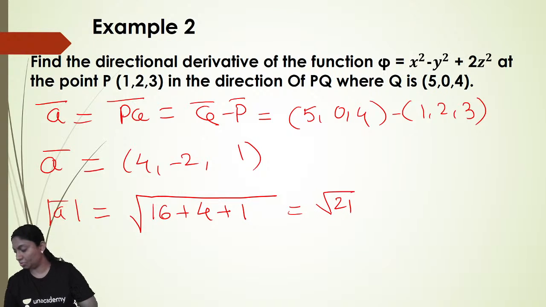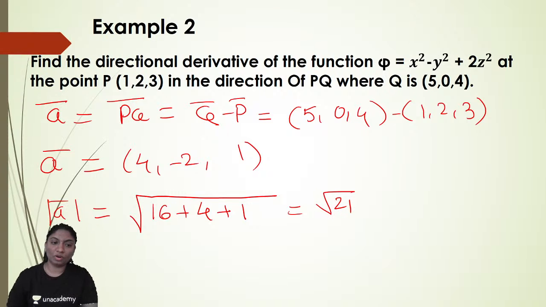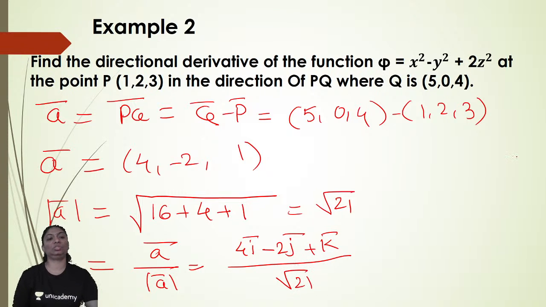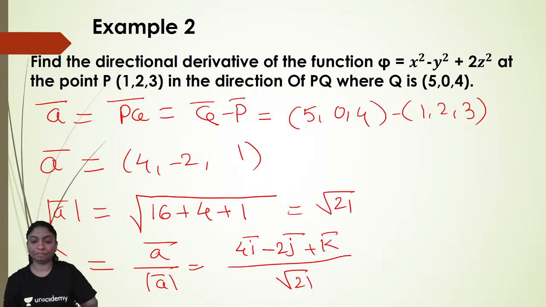Mod of a bar is root of 21. Now you can find out a cap is equal to a bar upon mod of a bar, right? So your a cap is (4i bar minus 2j bar plus k bar) upon root of 21. This is your unit normal vector a cap.